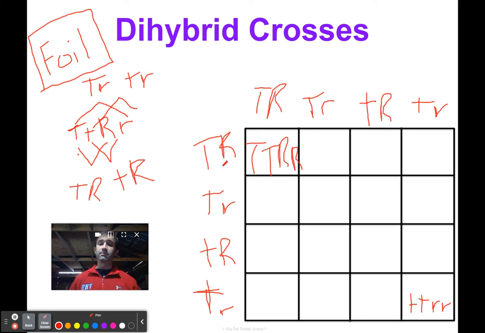And then you can get all the possible genotypes or letter ratios. And then you can figure out your phenotypes. Like this one would be tall and round. This one would be short and wrinkled. Okay. Cool.